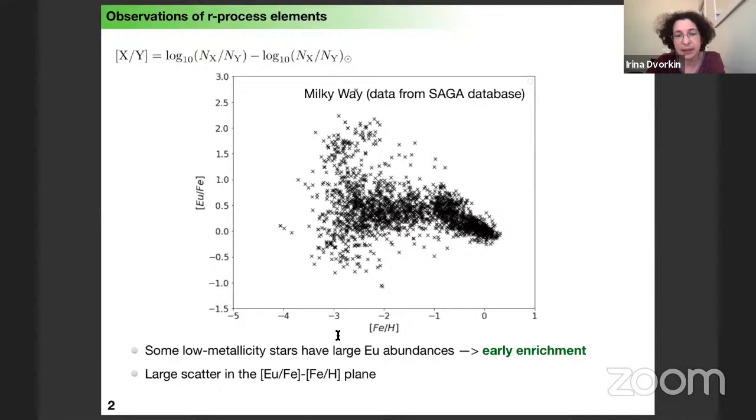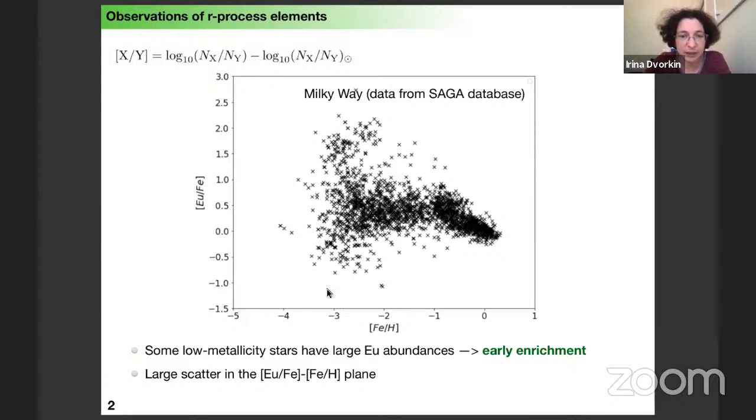I remind you that the axis of iron abundance is somehow proportional to the time of the evolution of the galaxy, because of course iron is synthesized in supernovae, and so the more stars we build, the more stars explode as supernovae, and then the more iron we have in the interstellar medium from which the next generation of stars are created.